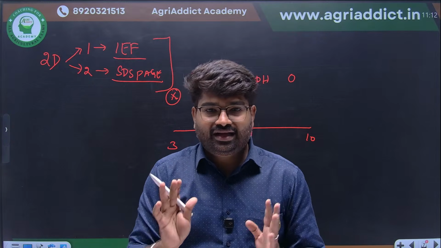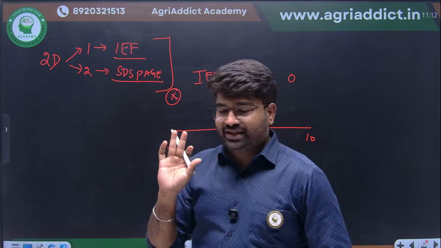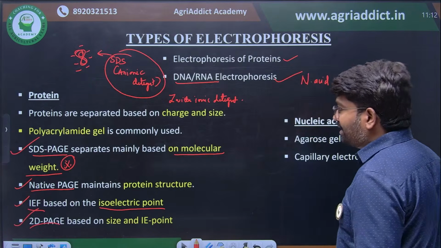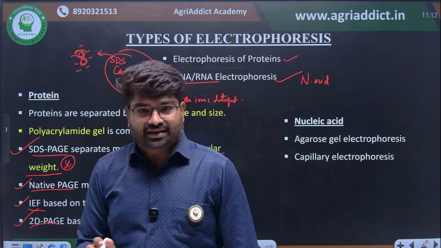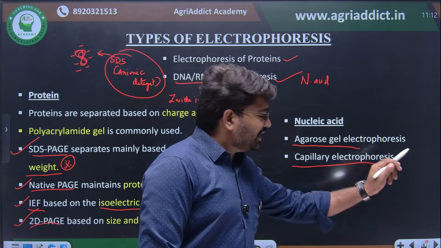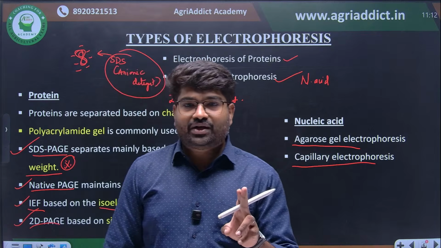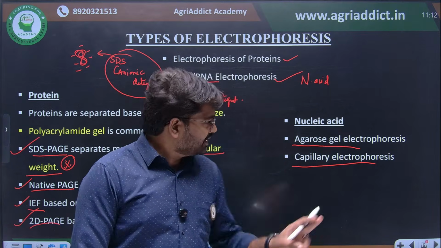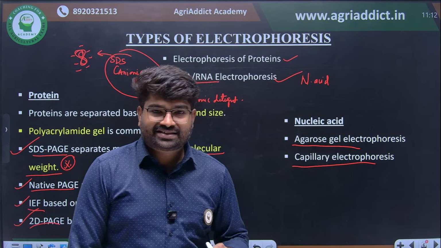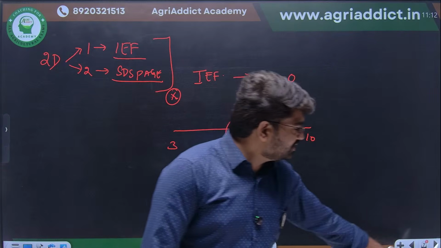These are the different techniques used for separation of proteins. I hope this is clear for everyone. And for separation of nucleic acid, we will use agarose gel electrophoresis and capillary gel electrophoresis. So two different techniques we will use for separation of nucleic acid. I hope this is clear for everyone.